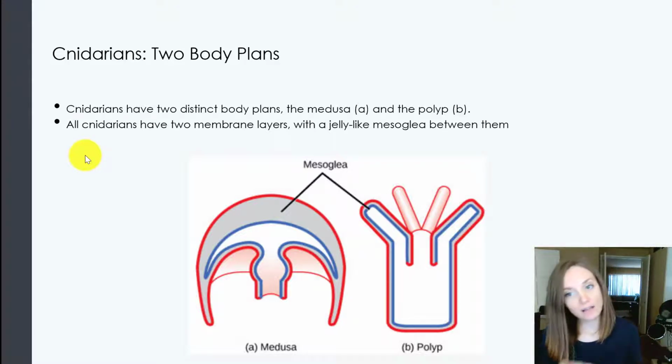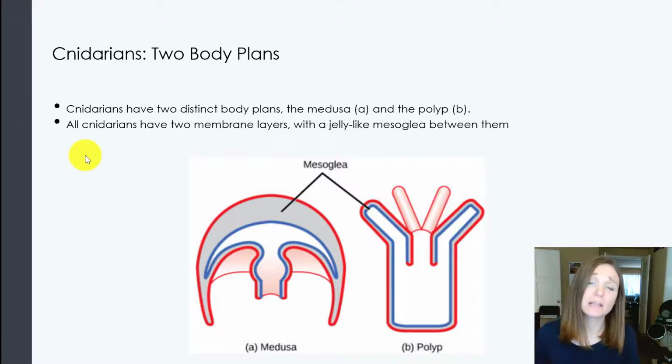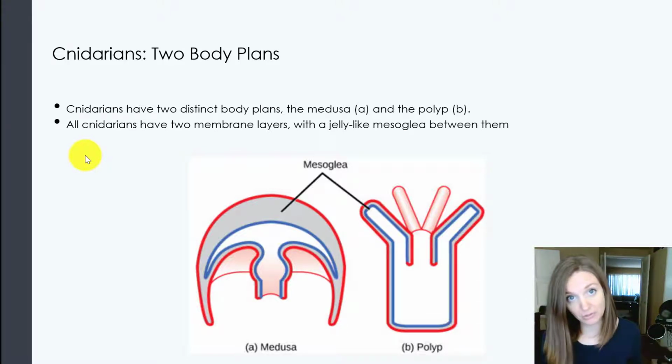And a lot of cnidarians will go through both stages, both the medusa body plan stage and the polyp body plan stage throughout their life. Typically, the polyp stage is the asexual reproductive stage, and the medusa stage is a sexually reproductive stage, depending on the species and depending on which group of cnidarians it's part of.